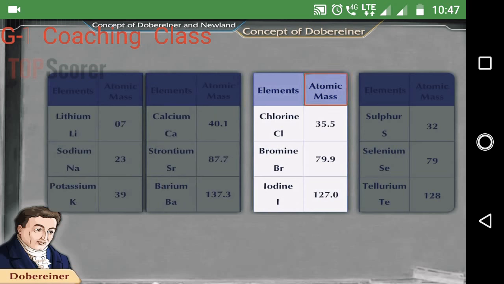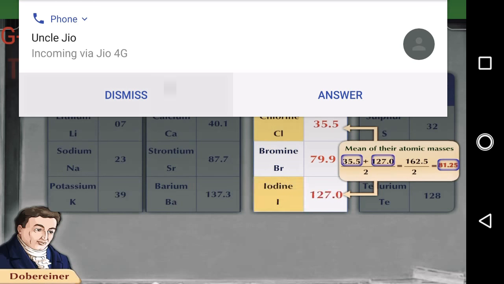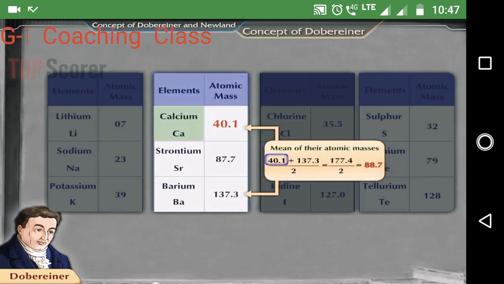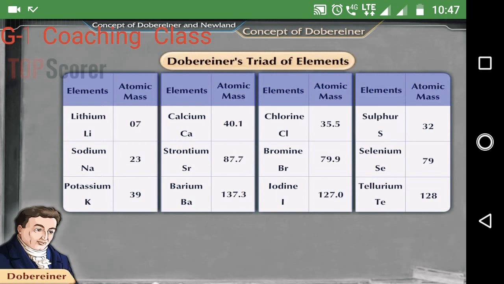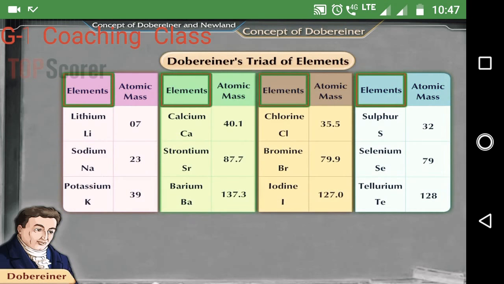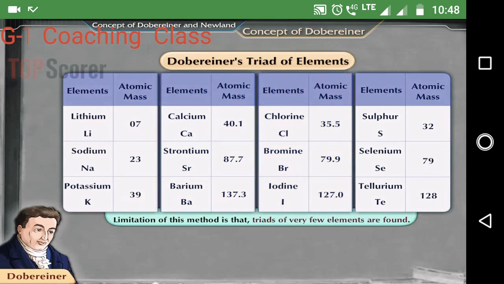Similarly, the atomic mass of bromine is calculated on the basis of the atomic masses of chlorine and iodine, and by the atomic masses of calcium and barium, the atomic mass of strontium can be calculated as given in the table. Dobereiner triads of elements. With the help of Dobereiner triads, different elements with the same properties are classified into groups of 3. The limitation of this method is that triads of very few elements are found.